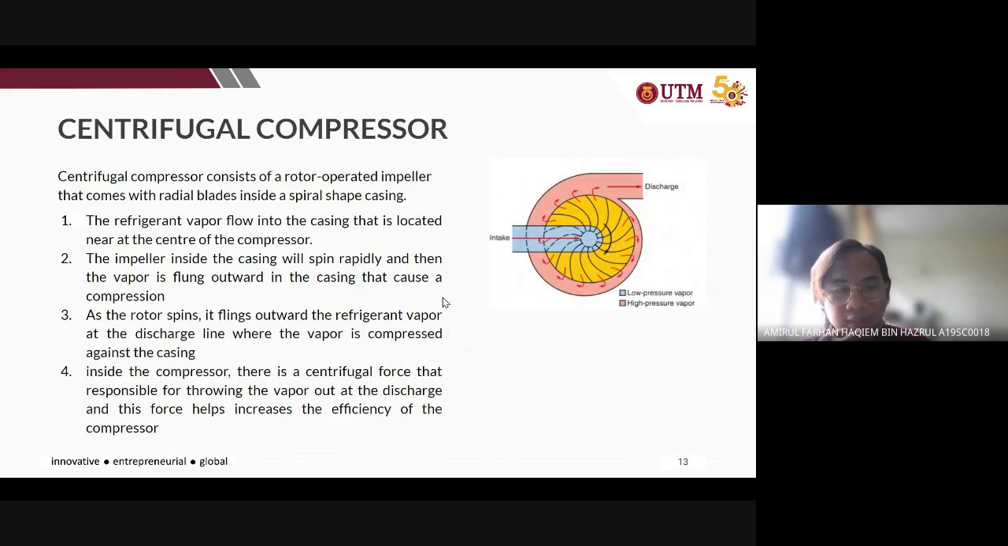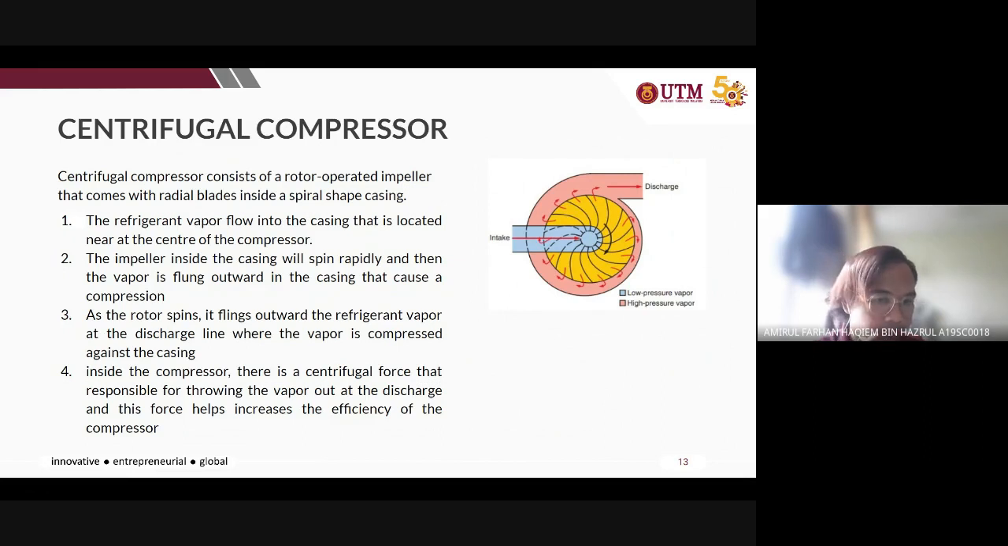The last one is the centrifugal compressor, which consists of a rotor operated impeller with blades inside a spiral shaped casing. In the working mechanism, the low pressure vapor flows into the casing, located near the center of the compressor, the blue region here. The impeller inside the casing spins rapidly, represented by this yellow circle, and the vapor is flung out in the casing, which causes the compression.